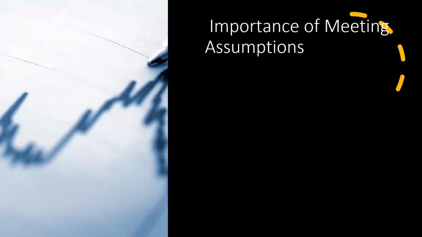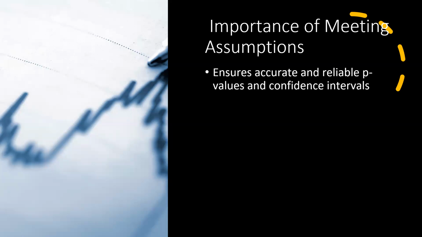Why is it important to meet the assumptions of the t-test, and why is it essential for obtaining accurate results? The first thing is that if you want accurate and reliable p-values and confidence intervals, you have to meet the assumptions, because meeting them ensures that the p-values and confidence intervals calculated during the test are accurate and reliable. This means the conclusions drawn from the test have a solid statistical foundation. If the assumptions are not met, then the probability density function that we're integrating over to calculate the probabilities might not match the situation, right?